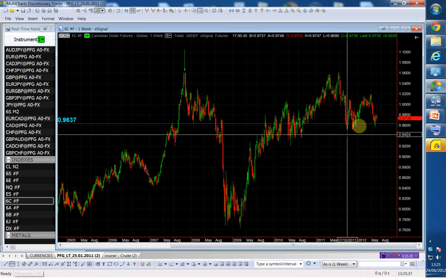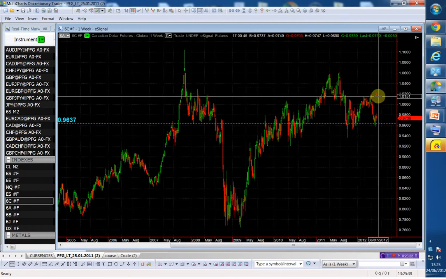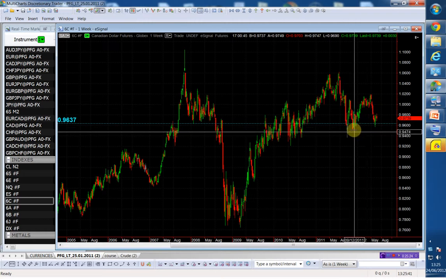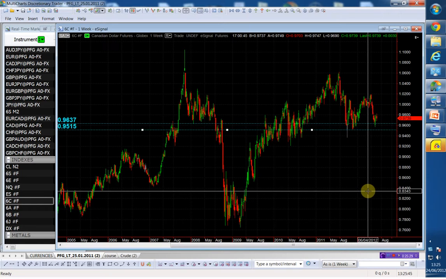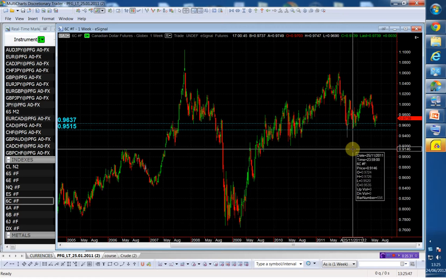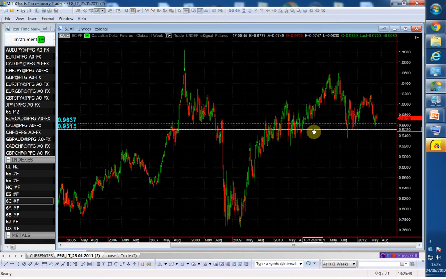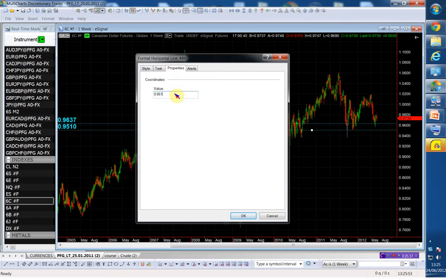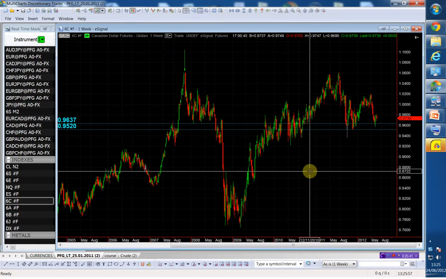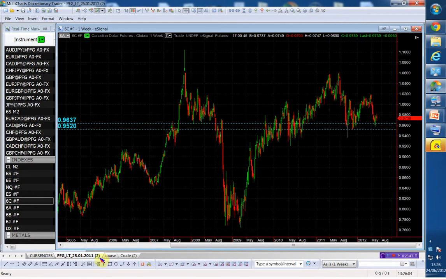but we are going to take the bear entry, if you will, from this last wave that failed, and that would be here, which is the 95.15, 95.20. Okay, so the CAD will also consider it kind of neutral to negative.